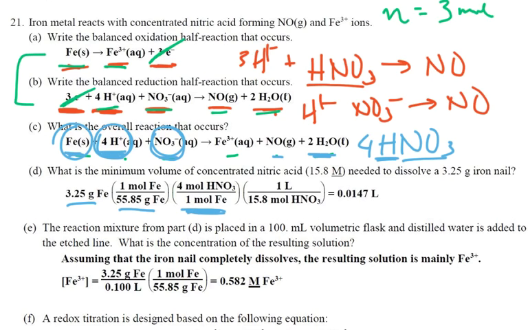Then after we have moles of HNO3, we're going to use the molarity as a conversion factor, 15.8 moles per liter. And so we come up with 0.0147 liters. Now, if we were doing this in class, we would move that decimal point over and say, okay, we're going to need 14.7 milliliters, because that's what we're going to measure out.